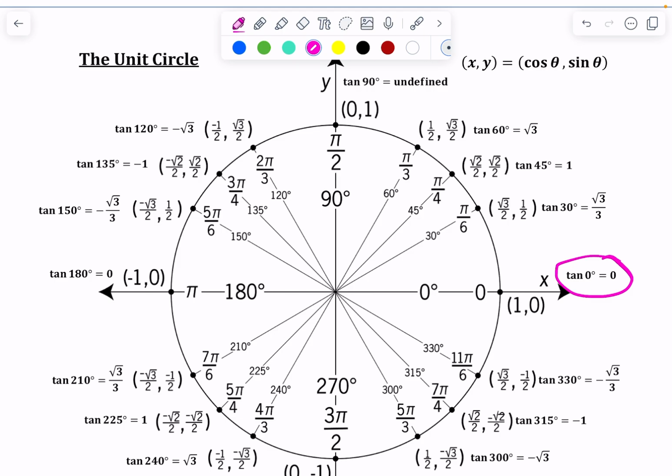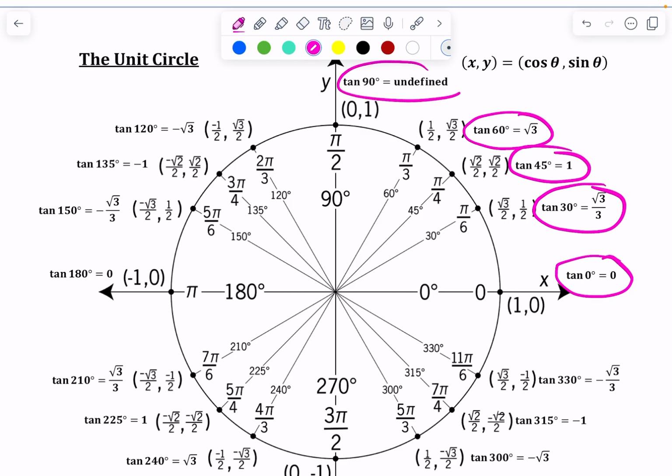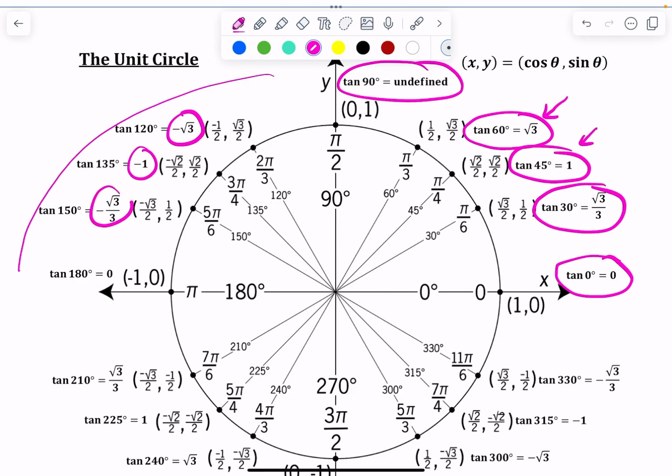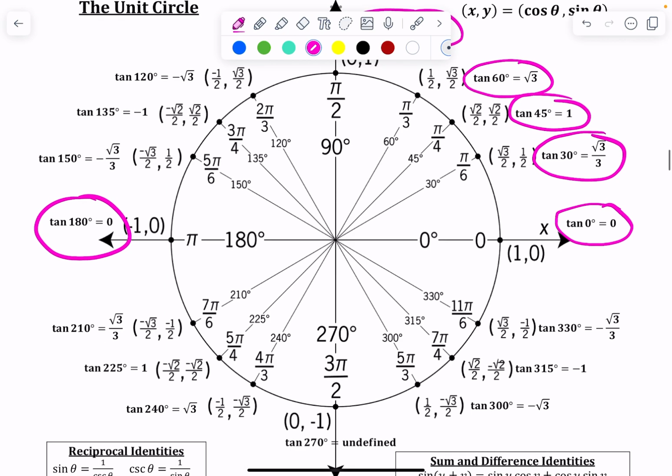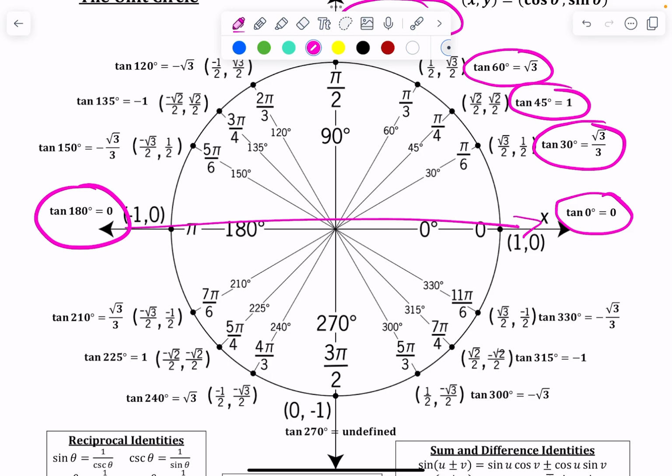Tangent of 0, 0. Tangent of 30 is square root of 3 over 3. Tangent of 45 is 1. Then we have the square root of 3. Then we have undefined, okay? Now, when we continue going around the unit circle, it's negative square root of 3. That's not quite the same as positive square root of 3. It's just the opposite, right? All of these values are going to end up being the negatives of what the other ones are until we get to here. Tangent of 180 is 0, just like this one was.